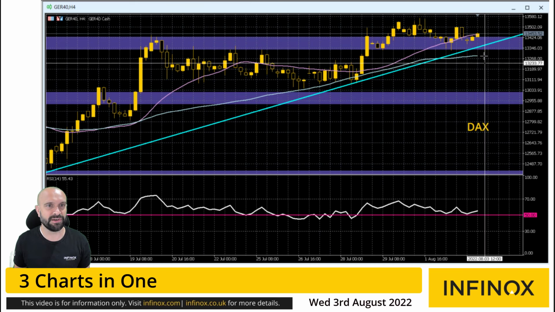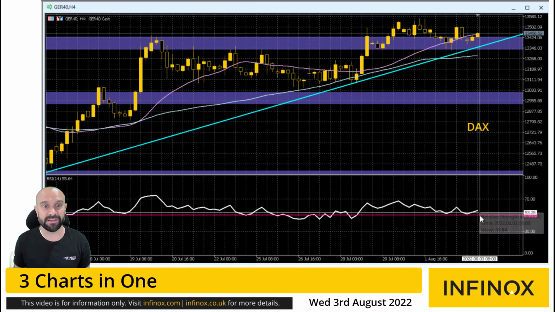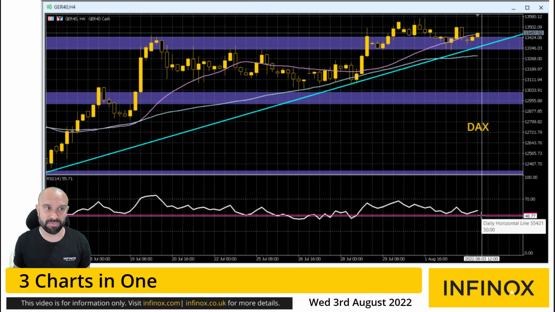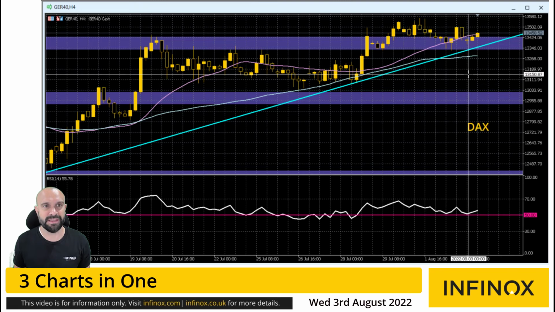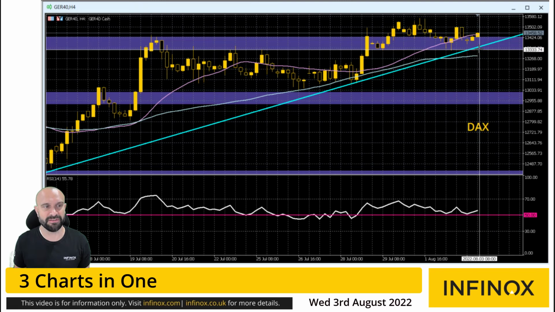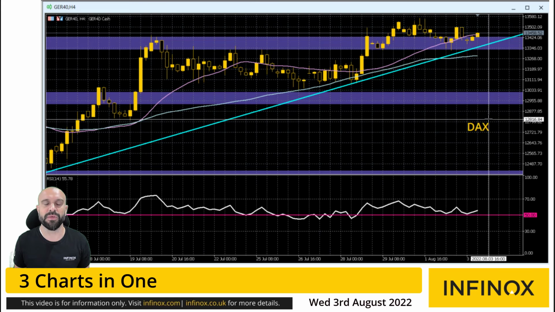Go into the 4-hour chart, you can see again the 4-hour unwinding towards 50, which is a buying opportunity in this recovery. So it is looking encouraging still, but it needs to hold on to this support around 13,330 to continue.